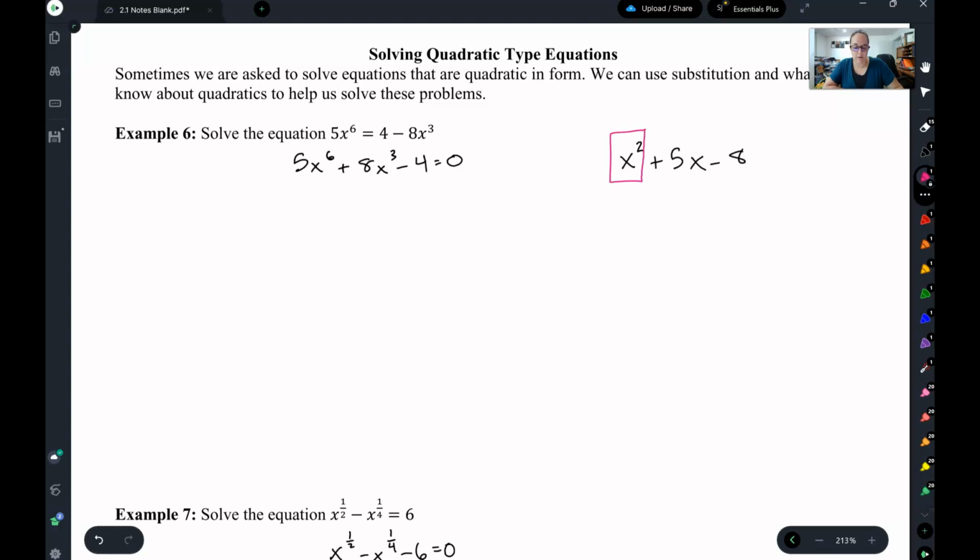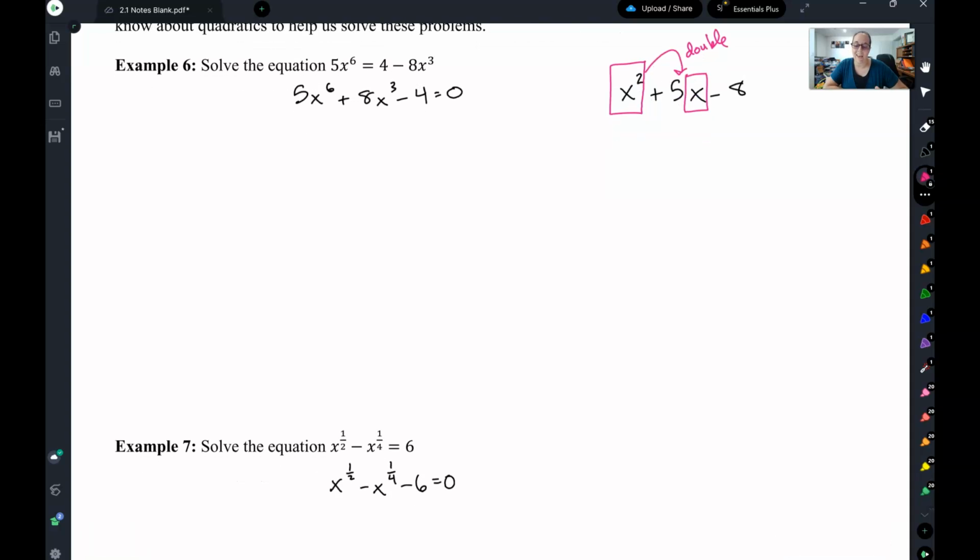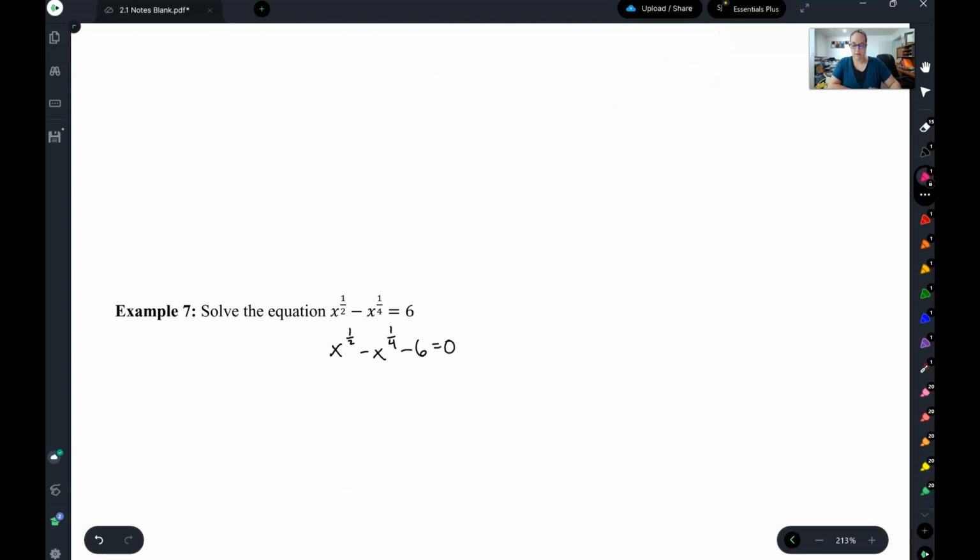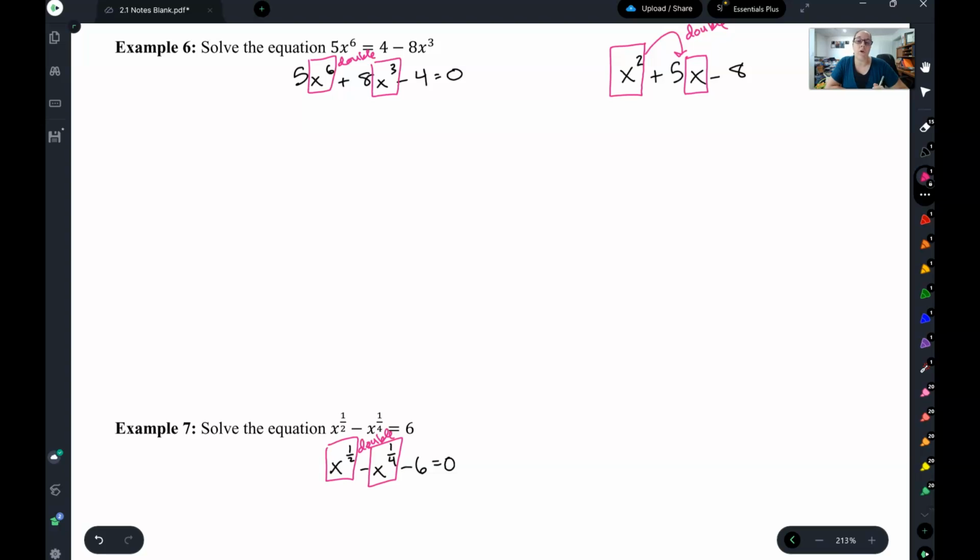So this one is double this one. And you'll notice that the same is true for both example 6 and example 7. This is double that. X to the 6 is double x cubed. X to the 1/2 is double x to the 1/4. So that's what we mean by quadratic type equations. They fit this doubling pattern, where it's doubled and then nothing on the end.